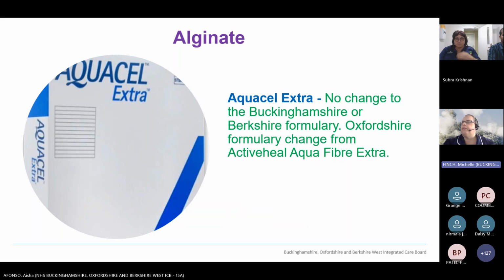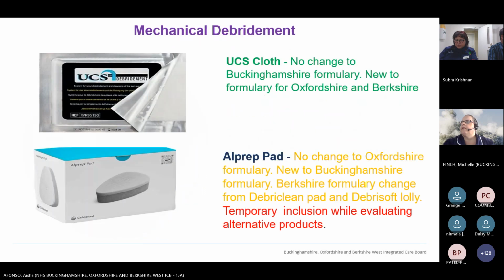Alginate, no change to any formulary at the moment with Aquacel Extra. Mechanical debridement cloths, UCS cloth, no change to Buckinghamshire formulary, new to formulary for Oxfordshire and Berkshire. Another alternative of mechanical debridement is the All Prep pad, no change to Oxfordshire, new to Buckinghamshire formulary. Berkshire, this is a change from Debrisoft pad and Debrisoft lolly.